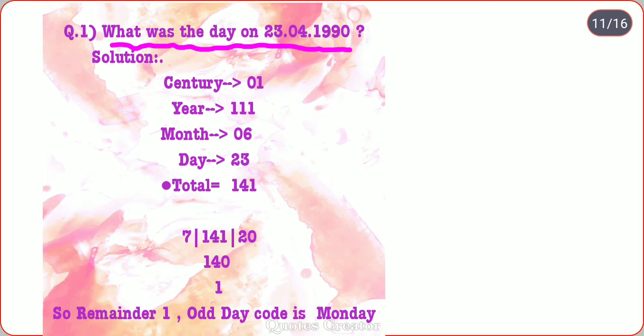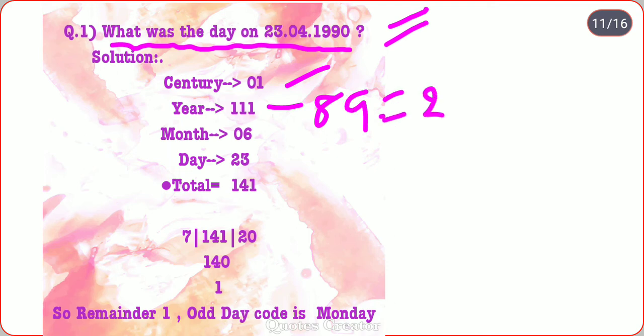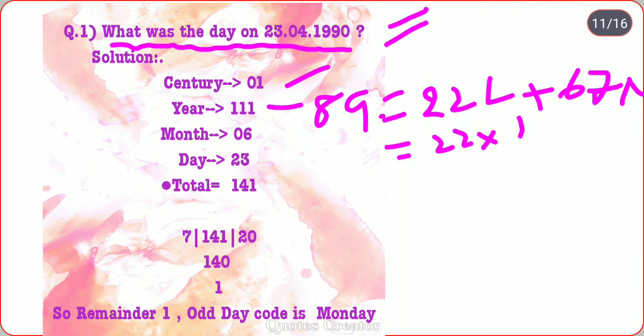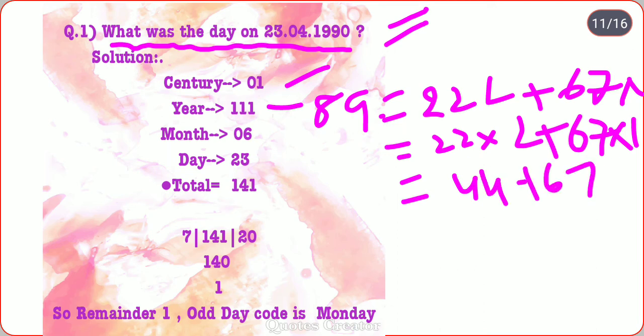So what was the day on 23/4/1990? Solution: century odd days is equal to 1 according to the table. Year odd days: 1990 is not a completed year, so the years before it are taken, that is 89 years. That is 22 leap years plus 67 normal years. One leap year has 2 odd days, so 22 into 2, and one normal year has 1 odd day. So that is 44 plus 67, which is equal to 111.